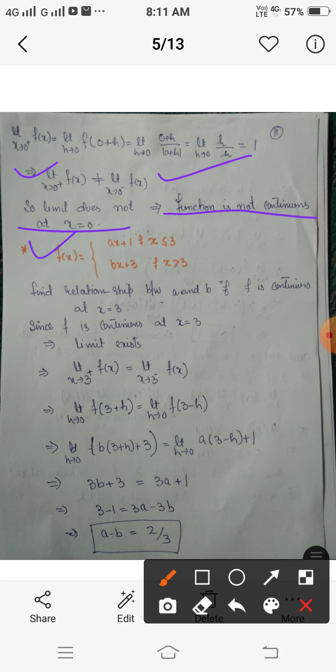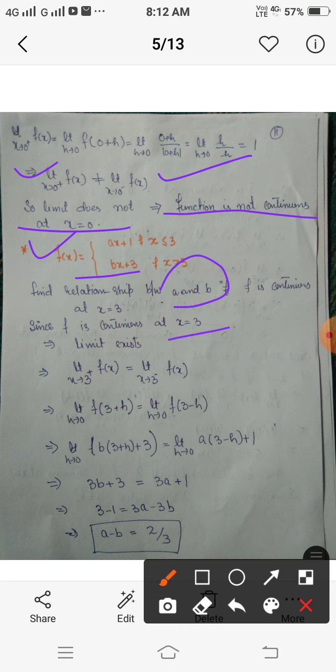Now another problem: we have to check the continuity of f of x equals ax plus 1 if x is less than or equal to 3, and bx plus 3 if x is greater than 3. We have to find the relation between a and b if the function is continuous at x equals 3. Now it is given that this function is continuous at x equals 3. We have to find the relation between a and b, or find the condition under which this function is continuous at x equals 3.